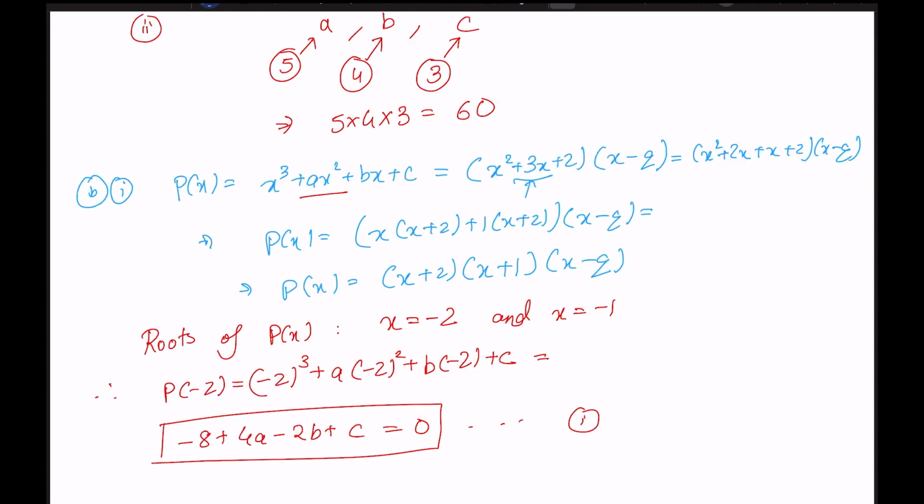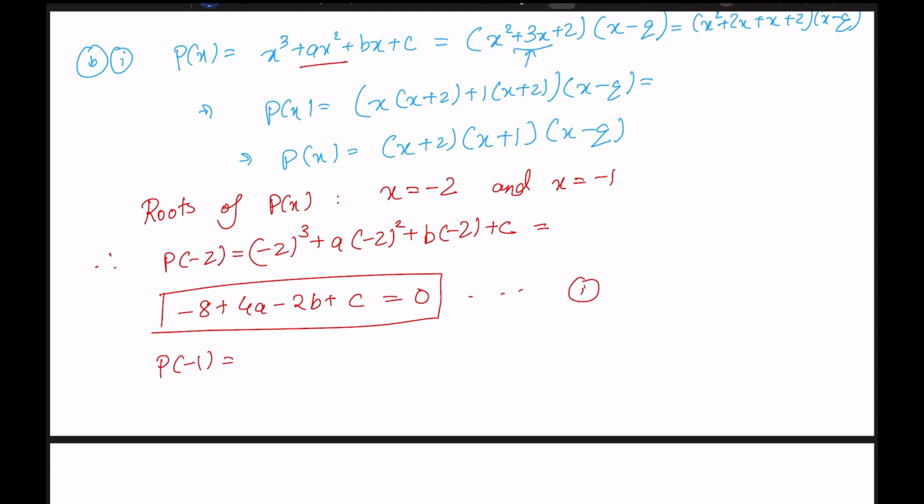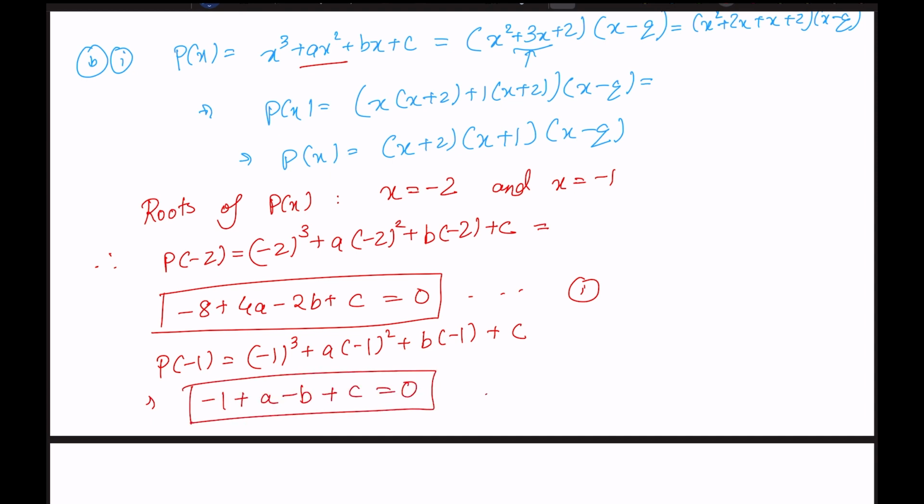Now for the second equation, we can plug in minus 1. So P of minus 1 would be minus 1 whole cubed plus a times minus 1 whole squared plus b times minus 1 plus c. Again, if I simplify, I'll get minus 1 plus a minus b plus c. This will be equal to 0. This will be our second equation.